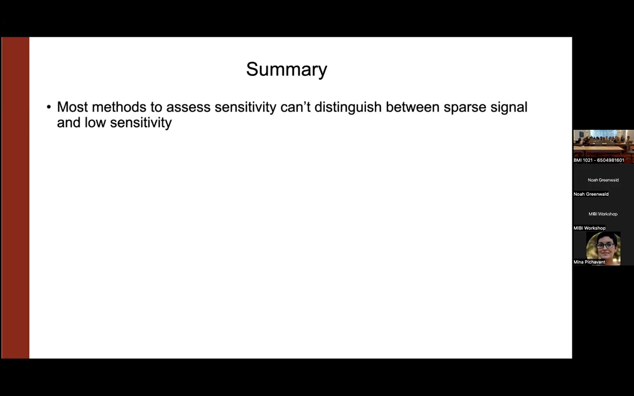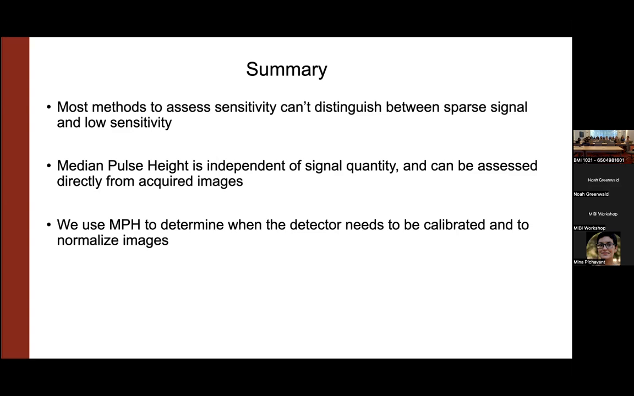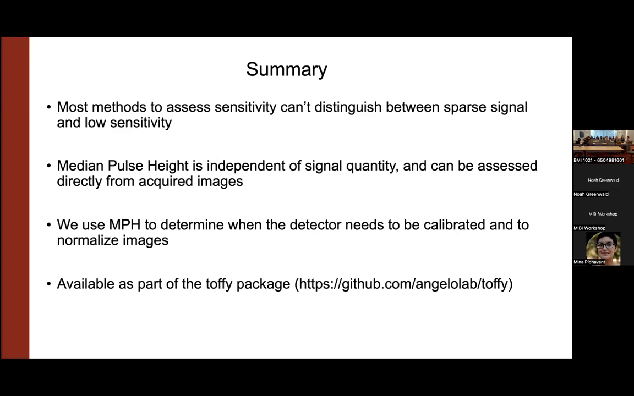Okay, so, summary: most methods to assess sensitivity can't distinguish between sparse signal and low sensitivity, which is the crucial difference. Median pulse height, which we've developed, is independent of signal quantity, and it can be assessed directly from acquired images. It doesn't require any additional controls. We can use this both to determine when the detector needs to be calibrated and to normalize images, and it's available as part of the toffy package from our GitHub. And with that, I will take any questions. Thank you.